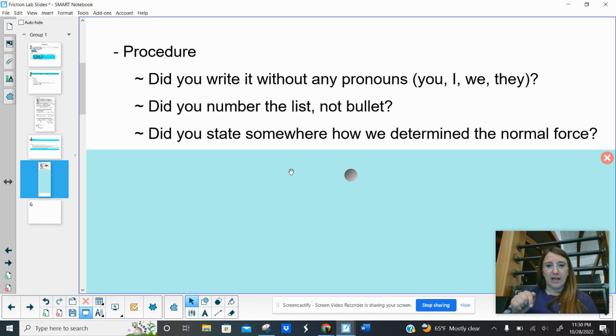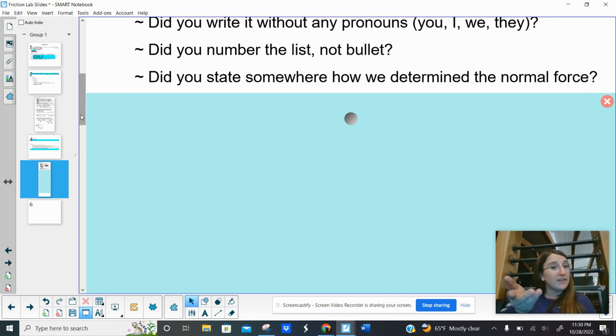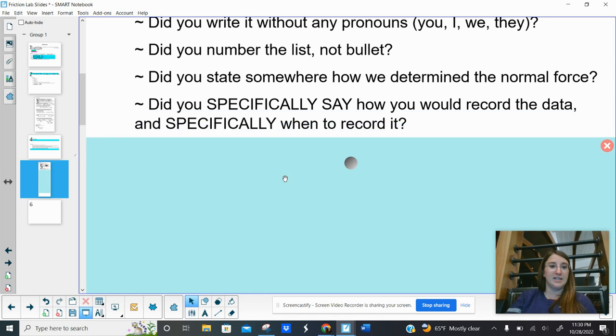For this particular lab, make sure that you said somewhere how we determine the normal force. We didn't measure the normal force directly. The normal force was calculated, right? We measured something else and then used that to get the normal force. So you need to list that as a step. You need to say, how did we get the normal force? We ended up graphing the normal force. How did we get it in the first place? So make sure you say that as a step.